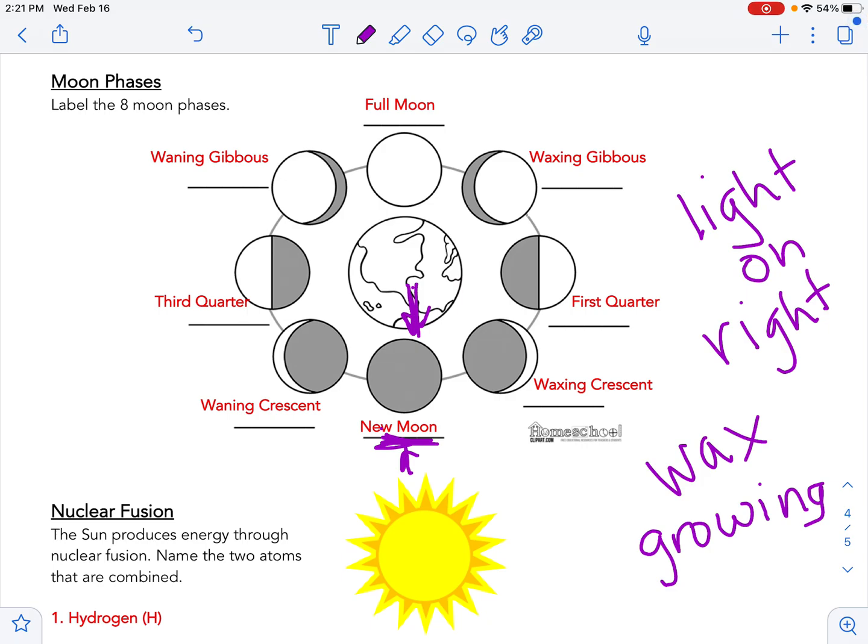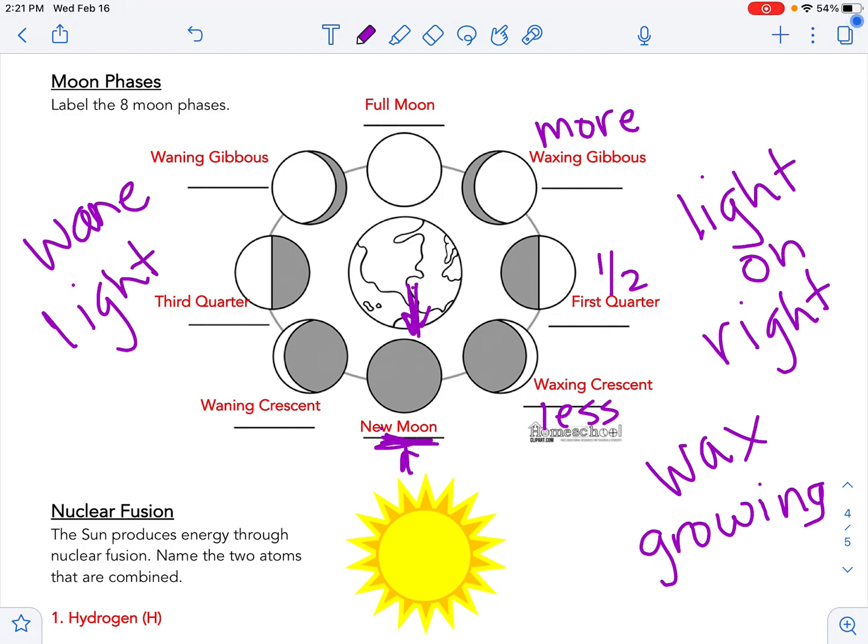Remember, this is less than half. This is exactly half. And this is going to be more than half. And then we get to a full. So then we're on this side here. We're going to be on the waning side, where the light is going to be on the left. So we're going to be turning the light off.